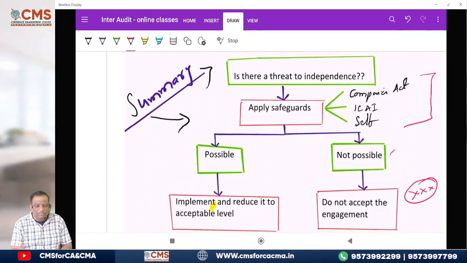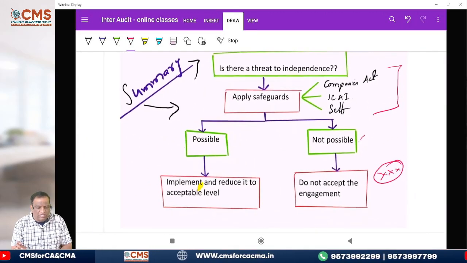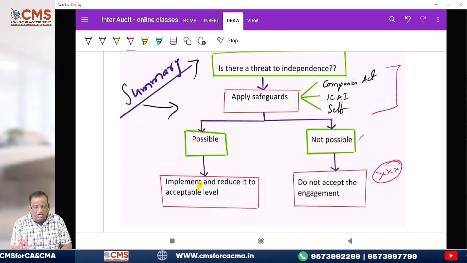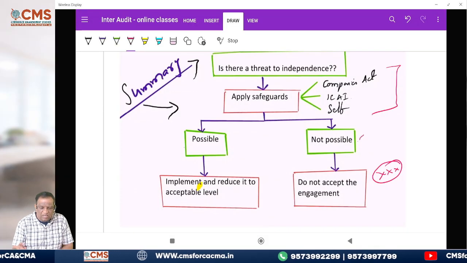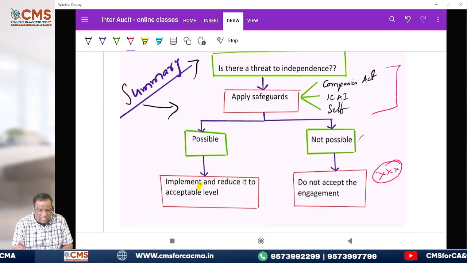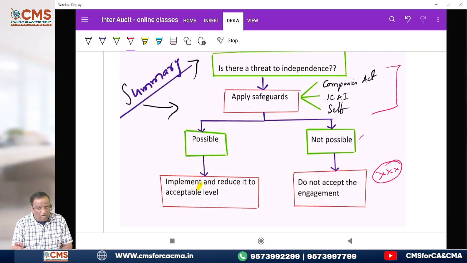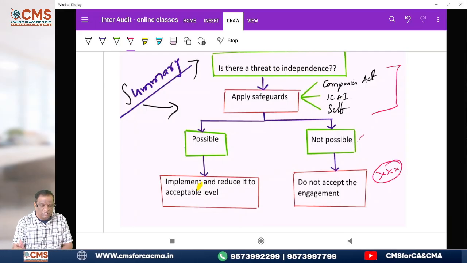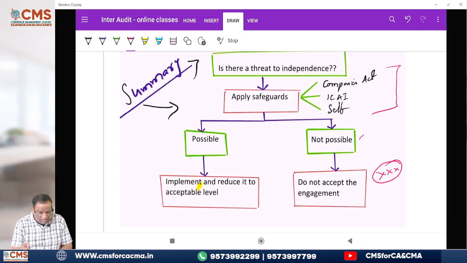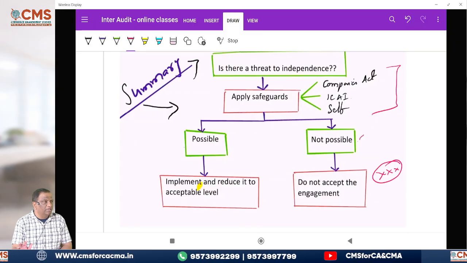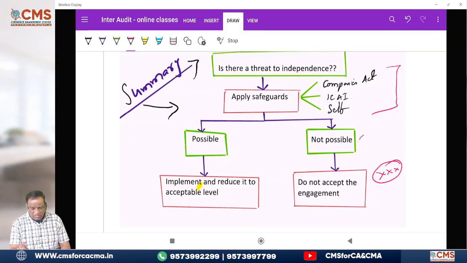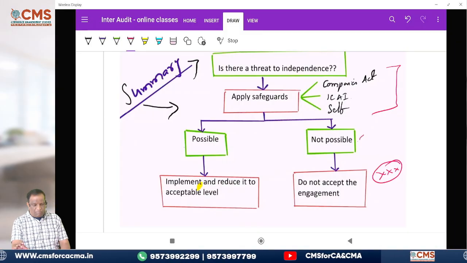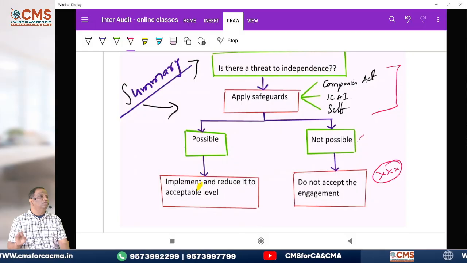What should I do if there is a threat to independence? If there is a threat to independence, then apply the safeguards. Now, where are the safeguards? The Companies Act has given certain safeguards, ICAI has given certain safeguards, or you yourself can establish certain safeguards. If it is possible, implement them and reduce your risk to an acceptable level. If no such safeguards can be applied, then do not accept the engagement.